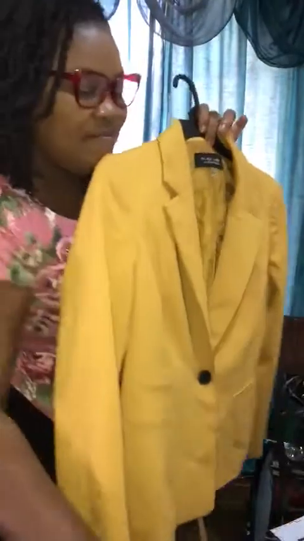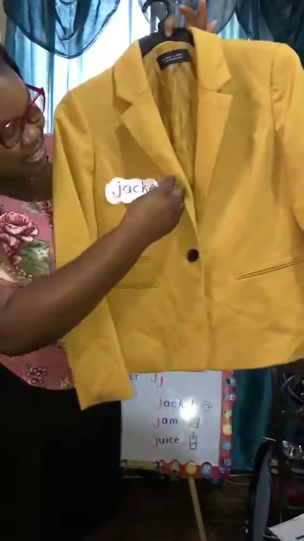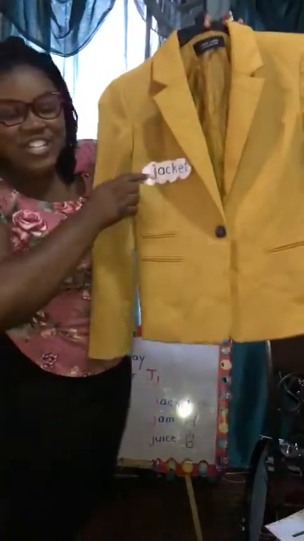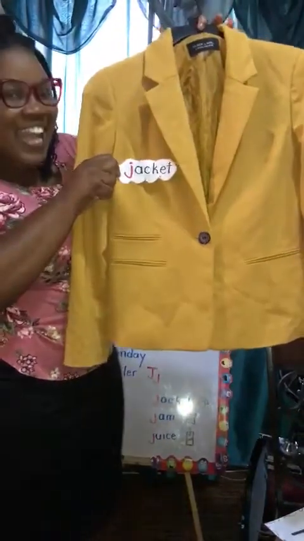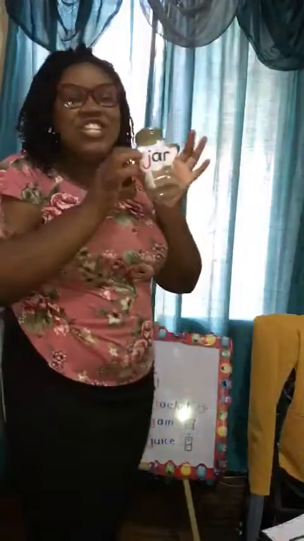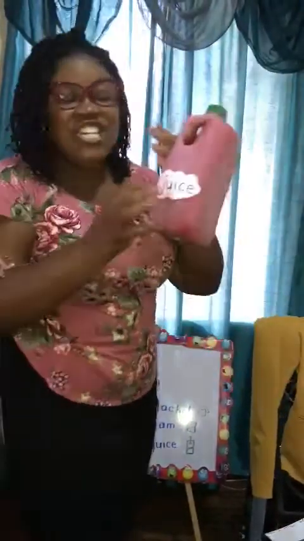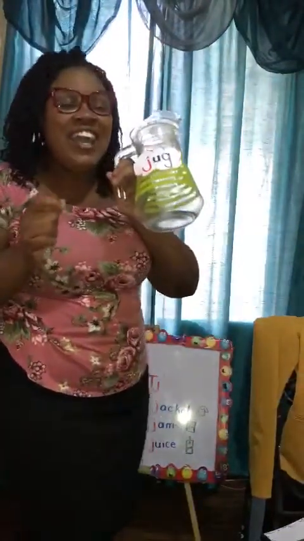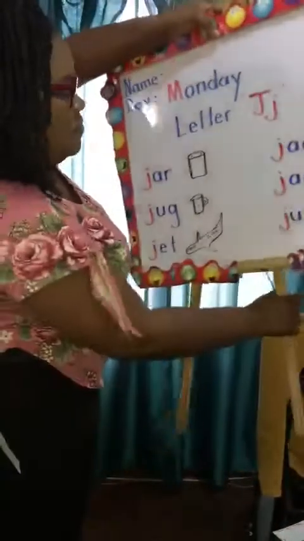Now we found a jacket. Now we are going to hunt for the word jacket. And paste it right here. So we have jacket. Jacket. Jar. Jam. Juice. Jug. Now on the board we have all those words.